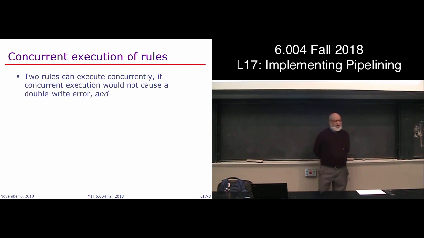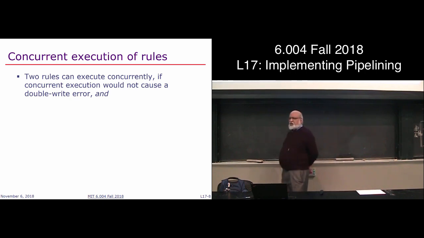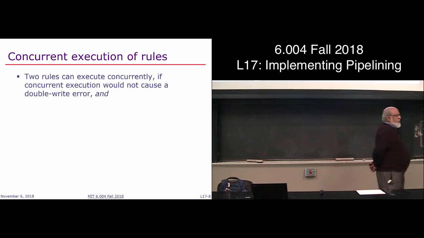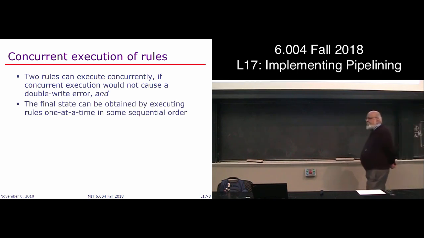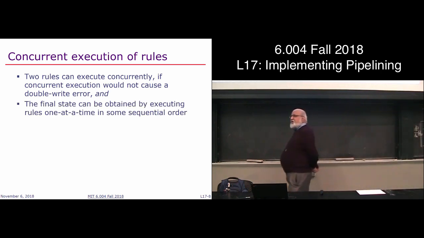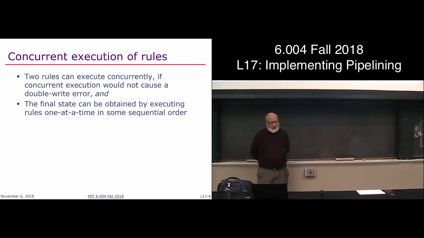Okay, concurrent execution of rules. So this is what I want to illustrate next. Two rules can execute concurrently if concurrent execution would not cause a double write error. Well, this we have been seeing from the beginning, because the moment there's a possibility of a double write error, we treat it as an error. But this is the other condition. Whatever behavior we observe, the final state can be obtained by executing rules one at a time in some sequential order. And rather than so many words, let's look at some examples.